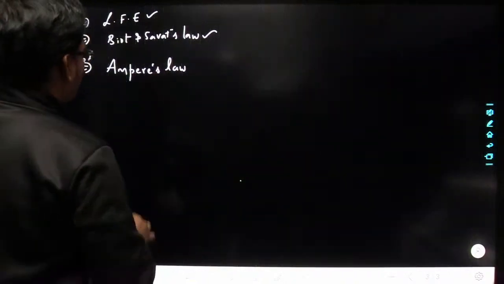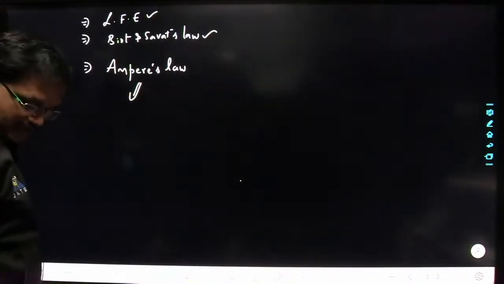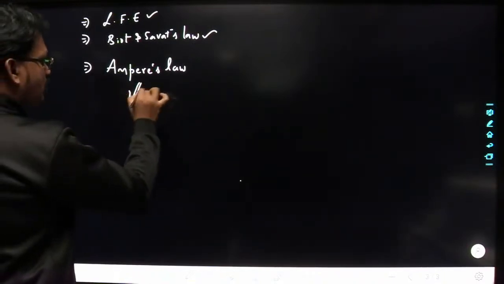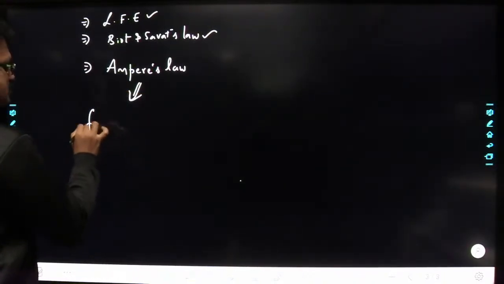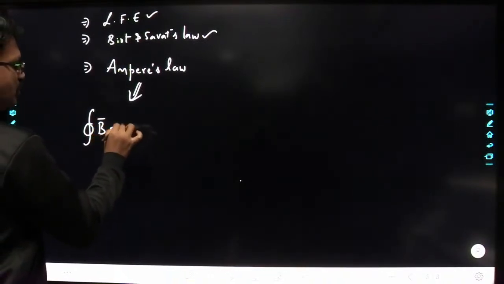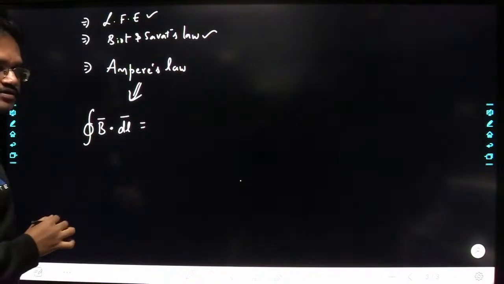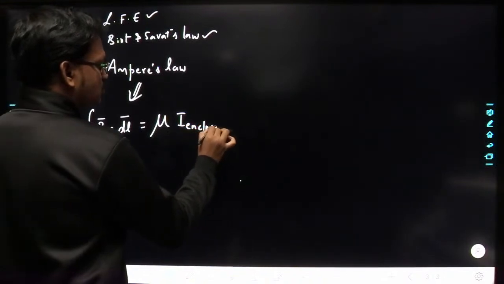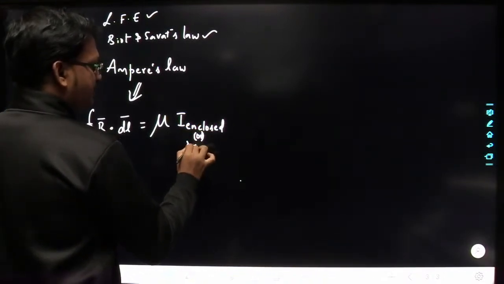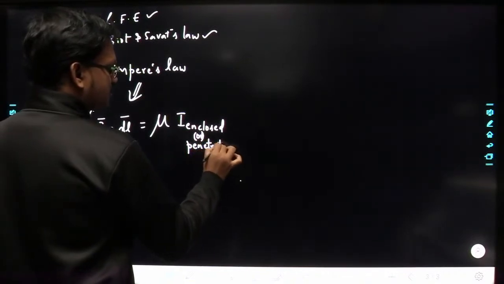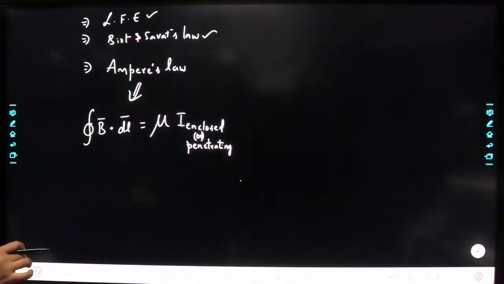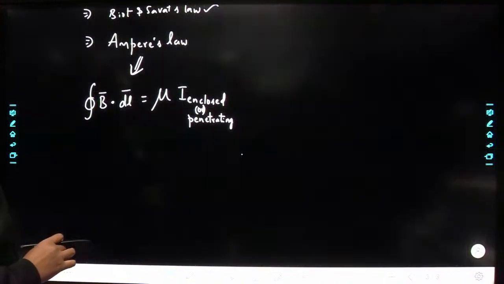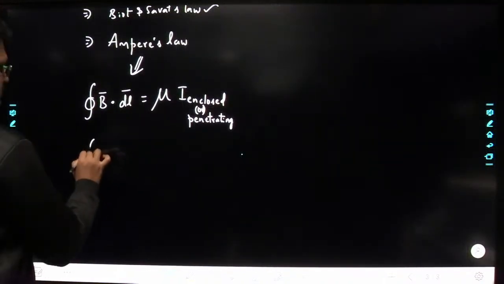So, in Ampere's law we have seen both the integral form and the differential form. What we have seen is that the circulation of the B field around any closed loop is equal to mu times the current enclosed by that closed loop, or the current I penetrating through the surface which is enclosed by the closed loop. Understood?